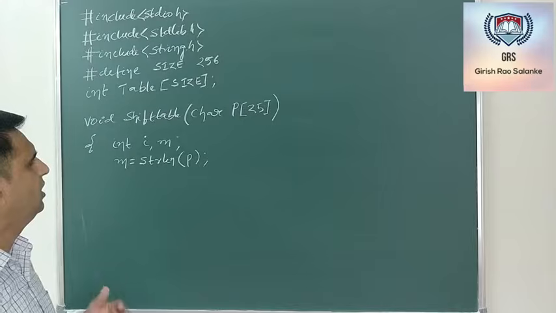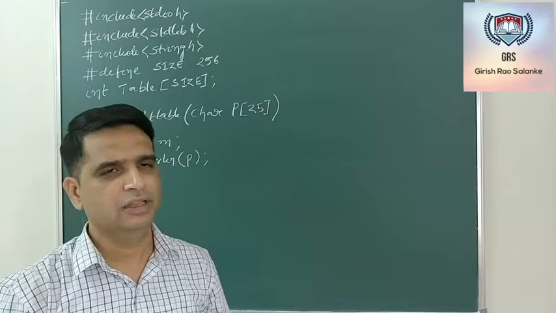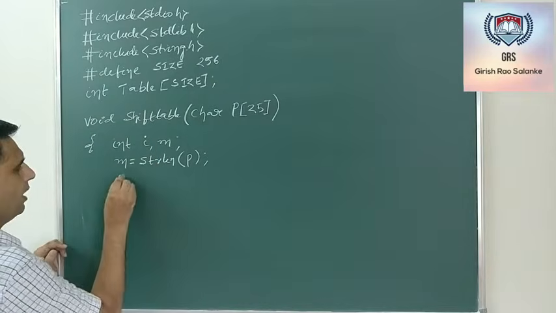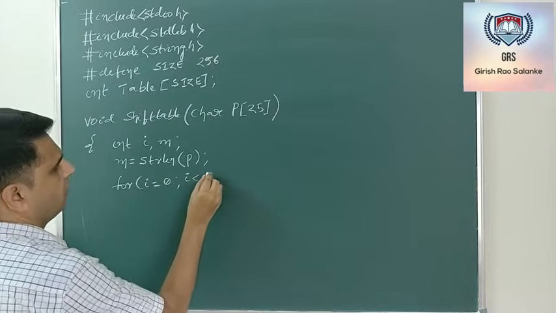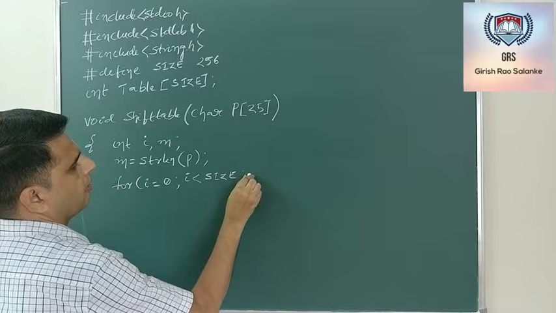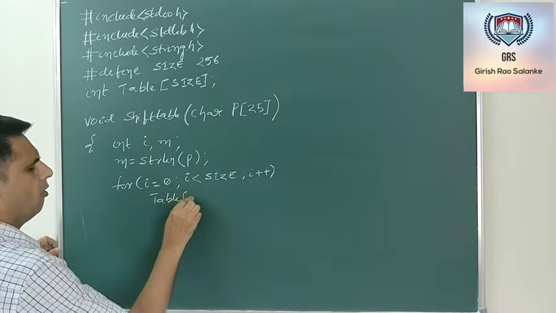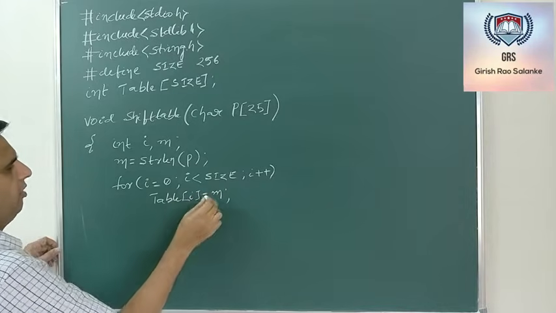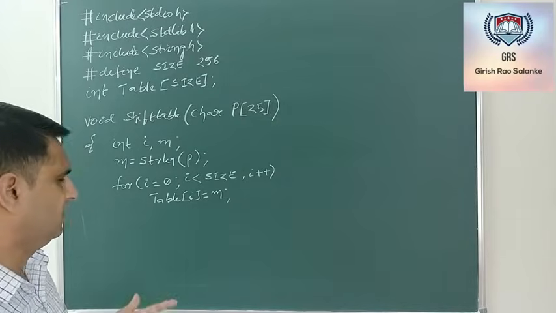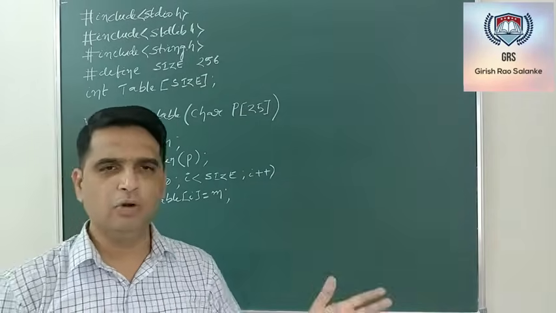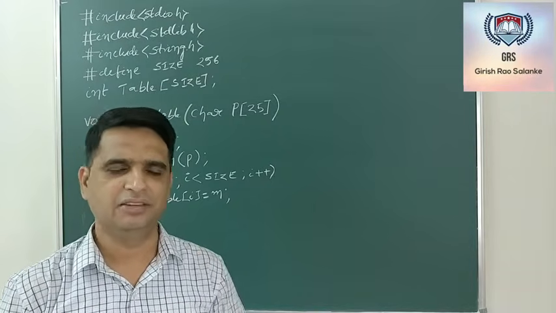Now, what we initially do in case of the shift table is assign the length of the pattern to all the locations of the shift table. So I'll run a for loop for i equal to 0, i less than size, i plus plus, table of i is equal to m, where m is nothing but the string length of the pattern. You might have observed that at most I can shift the pattern by the number of characters in the pattern, that is the size of my pattern.